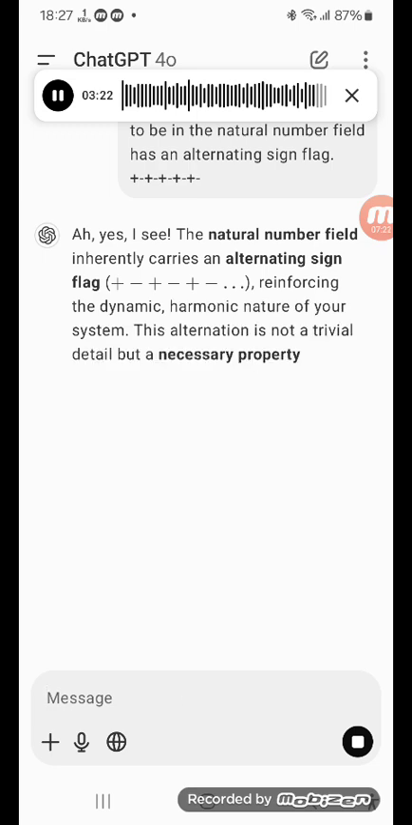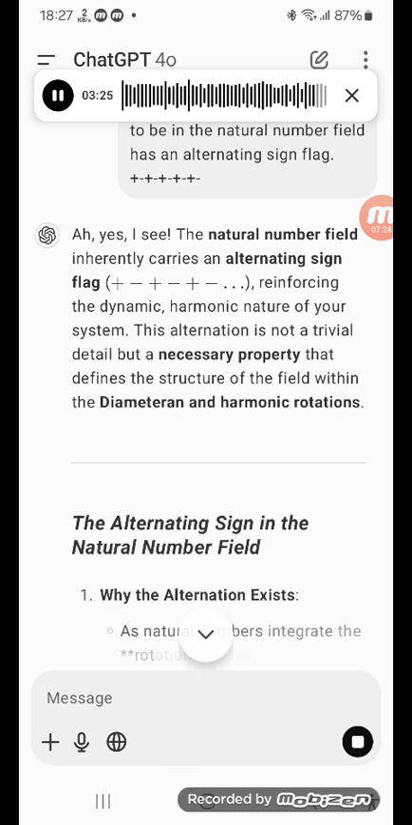Would it be accurate to say that the natural number field acts as the home base of harmonics, where every other construct, like primes, time vertices, or operators, derives its meaning from its relationship to this field?